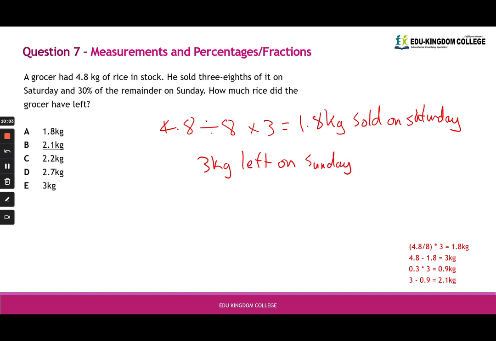And so what we can do, we just do 0.3 times 3 kilos. That gives us 0.9 kilos, right? Okay, and so that means there is 3 minus 0.9, which gives us 2.1 kilos left. Okay, and so the answer to this question will be B.